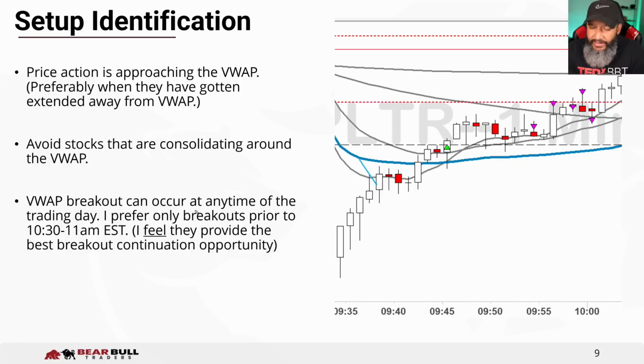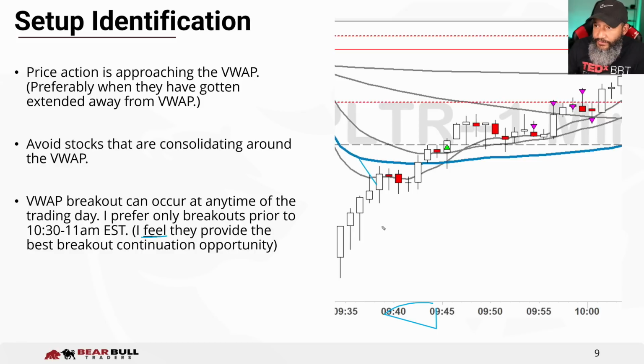I prefer only breakouts prior to 10:30 and prior to 11. I feel that these, and I say I feel because this is not factual, I don't have data on this, provide the best breakout continuation. What do I mean by that? The momentum, the volume. I cut it off here, but the volume in the morning, we all know, is a lot higher. If news breaks out, of course, that can change anything.